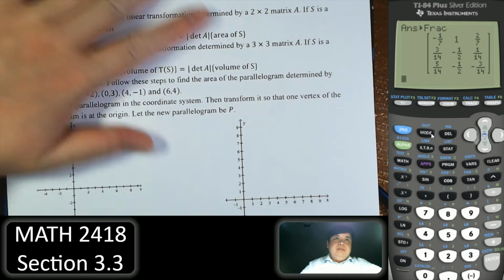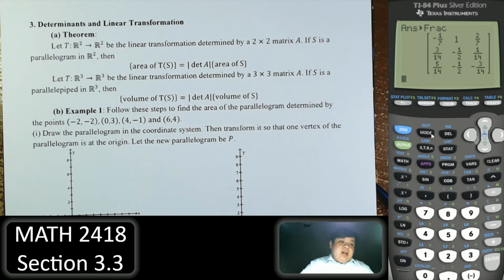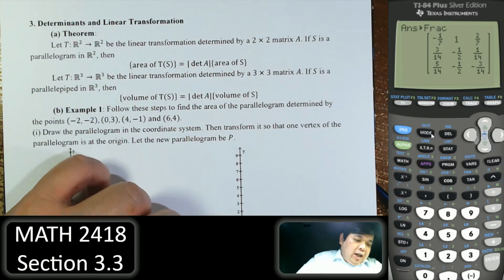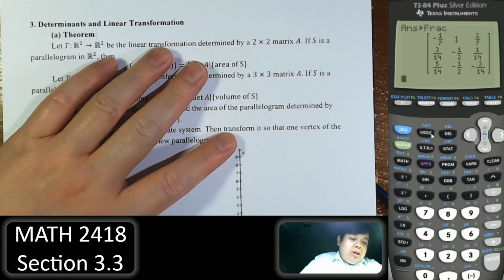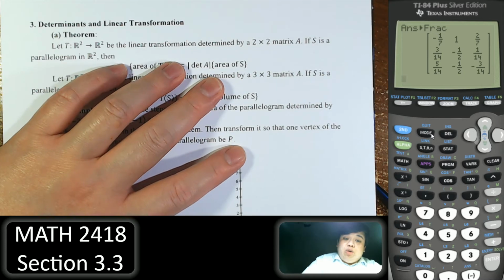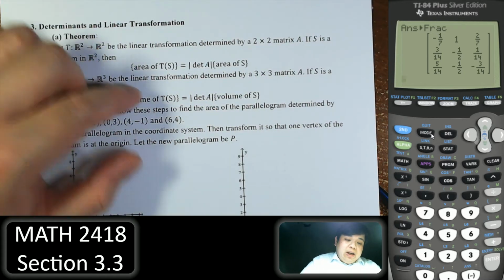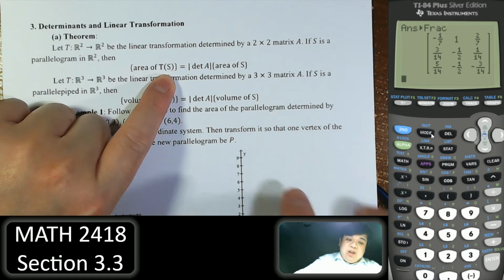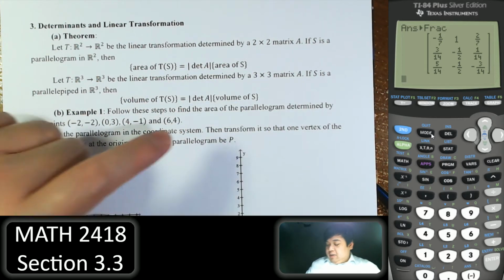Right. Now, on to the third part of the section, determinants and linear transformation. Let T be a transformation from R2 to R2. It is a linear transformation determined by a 2 by 2 matrix A. If S is a parallelogram in R2, then the area of the image under the transformation is equal to the determinant of A times the area of S.